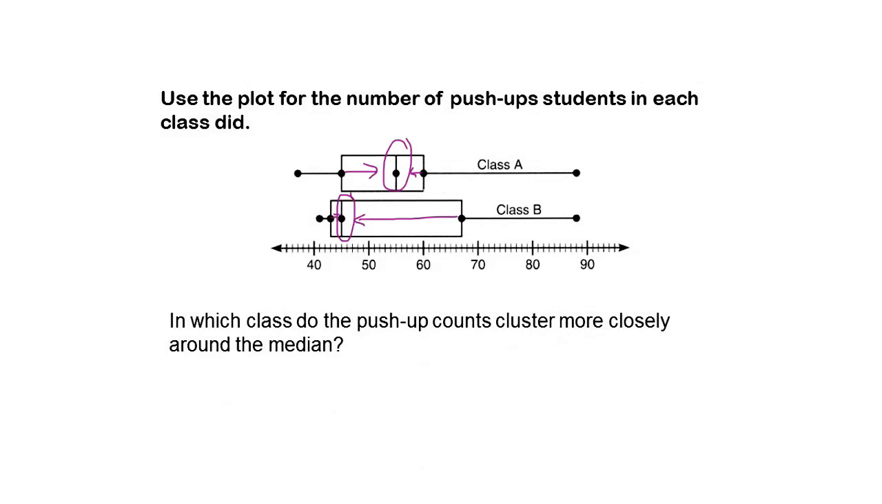So out of the two classes, if I have to determine, class A would have the push-up counts cluster more closely around the median. That indicates that a lot of them are doing close to the same amount of push-ups.